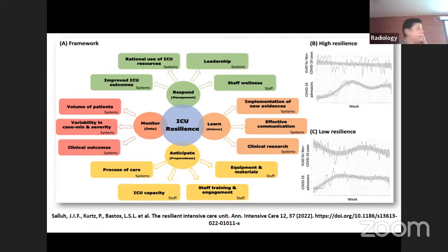What they found is, you can look here. This is high resilience ICUs. Wherever they found high resilience ICUs, and this is what happened during COVID. So this is low resilience. What do you mean by resilience?